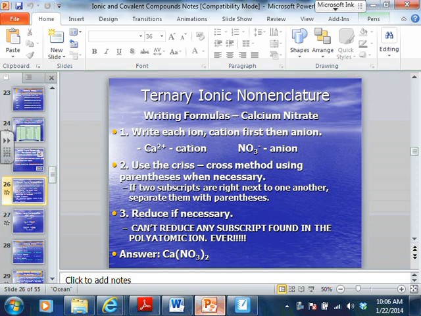Do you guys have to fill anything out here? No. No, it's already filled in. Okay. We should probably use parentheses for that. If two subscripts are right next to each other, separate them with parentheses.